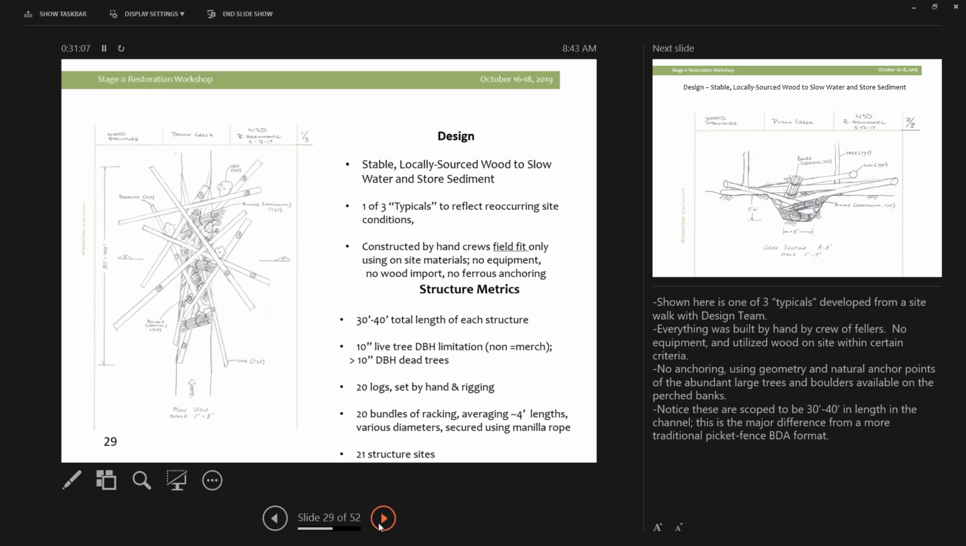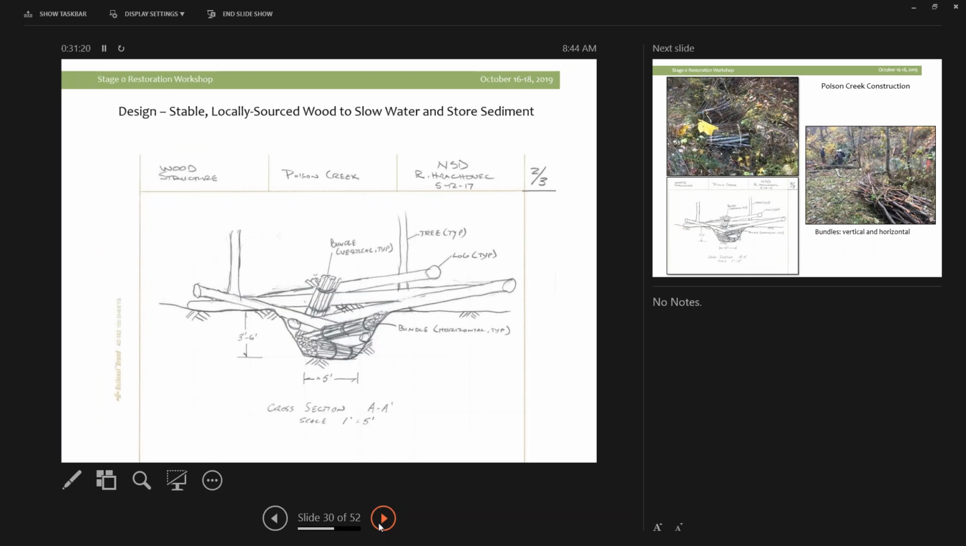So we didn't go through full engineer plan sets for this. It seemed completely unnecessary. But what we wanted to do was get some typicals to reflect reoccurring site conditions. So we came up with, let's go back to that one, but we came up with these two, NSD came up with these two typicals to kind of convey to us what we're really trying to achieve when we build these structures. And as Susan mentioned, one of the initial key decision points was the inclusion of these wood bundles and really getting those down to the existing bed elevation.